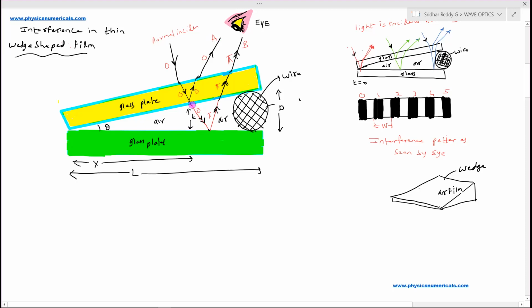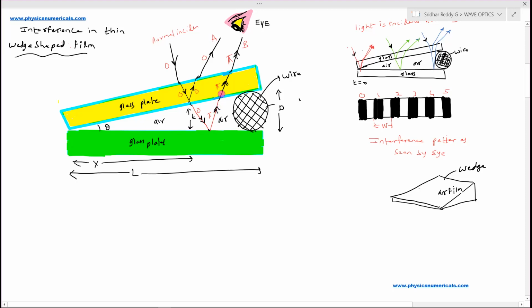What about this refracted ray in air? The moment it moves here, it will encounter a denser medium. So it will be reflected by an air-glass interface, and because of that, it will acquire a phase change of pi radian. Why pi radian? Because glass is denser, air is rarer. When a ray reflects from a denser medium, it will undergo a phase change of pi radian.